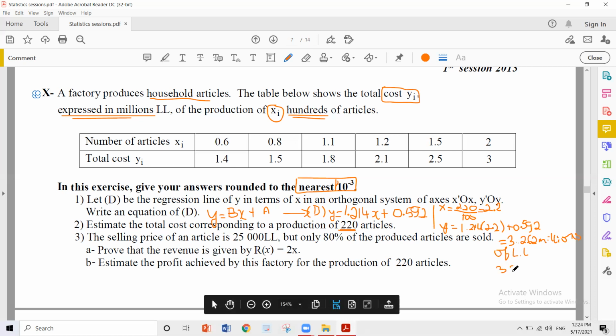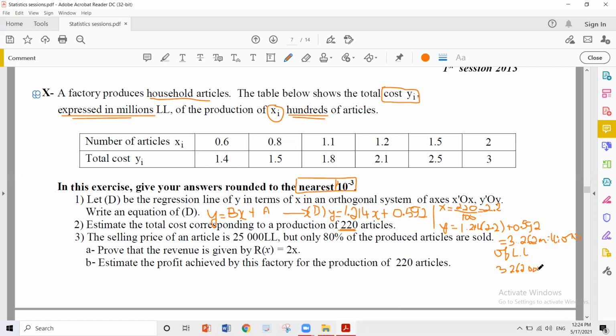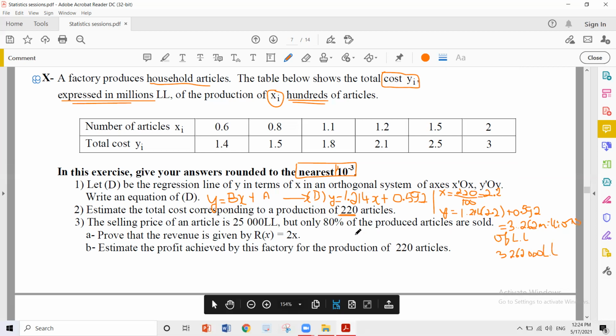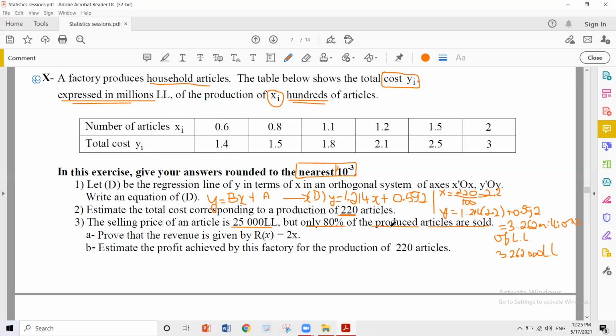Or 3,262,000 Lebanese lira. Always you have to pay attention to the units. The selling price of an article is 25,000 Lebanese lira, but only 80% of the produced articles are sold. Prove that the revenue is equal to 2x.